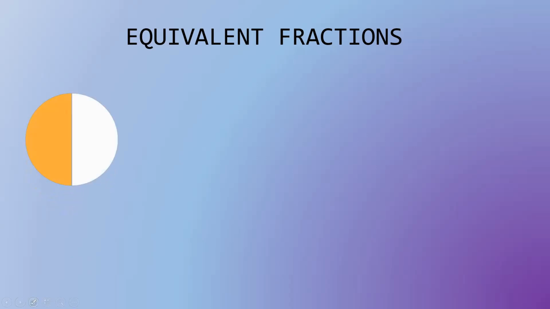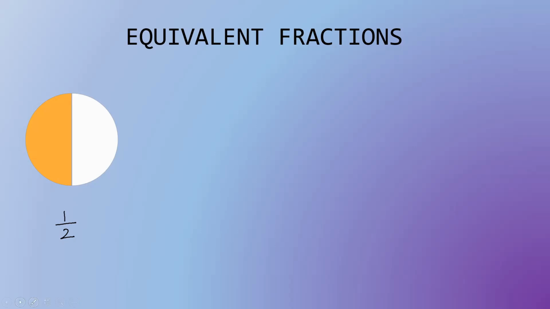Here, the circle has been divided into two equal parts. Out of those two parts, one part is shaded. So how do we represent it in the form of a fraction? In the denominator, we write down the number of parts it has been divided into, which is 2. And in the numerator, we write down the number of shaded parts, which is 1. So the fraction becomes 1 by 2.